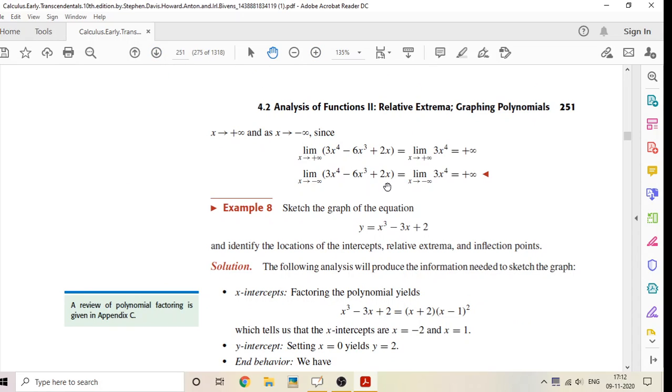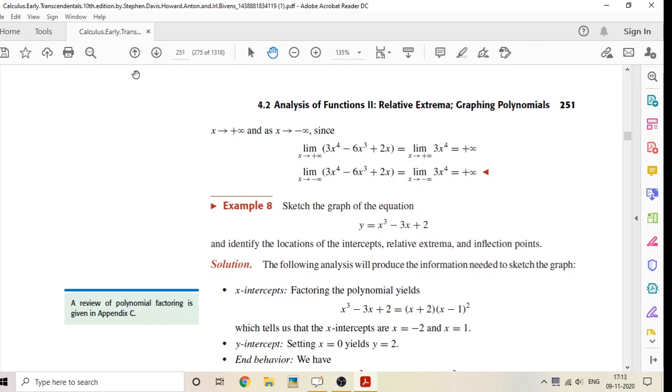take limit x tends to infinity f of x. So we are going to take only the highest degree term. The highest degree term determines the sign. So that will be infinity, and limit x tends to minus infinity will be again equal to infinity.